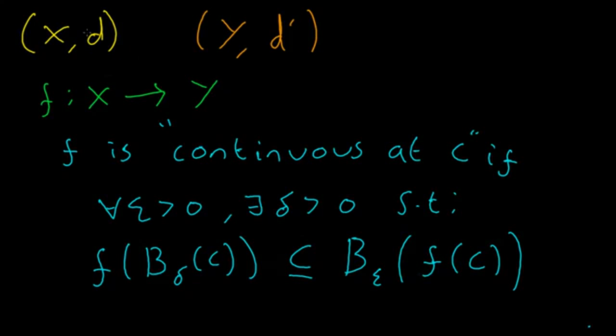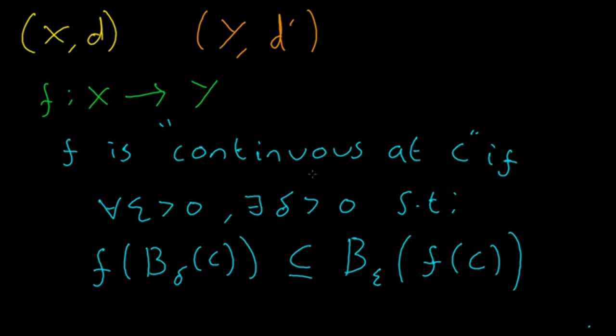This time we're going to be looking at continuity of functions between metric spaces. So you see I have two metric spaces here, X with a metric d, and another metric space Y with a metric d prime, and a function f with domain X and codomain Y. And what we're saying is that f is a continuous function.